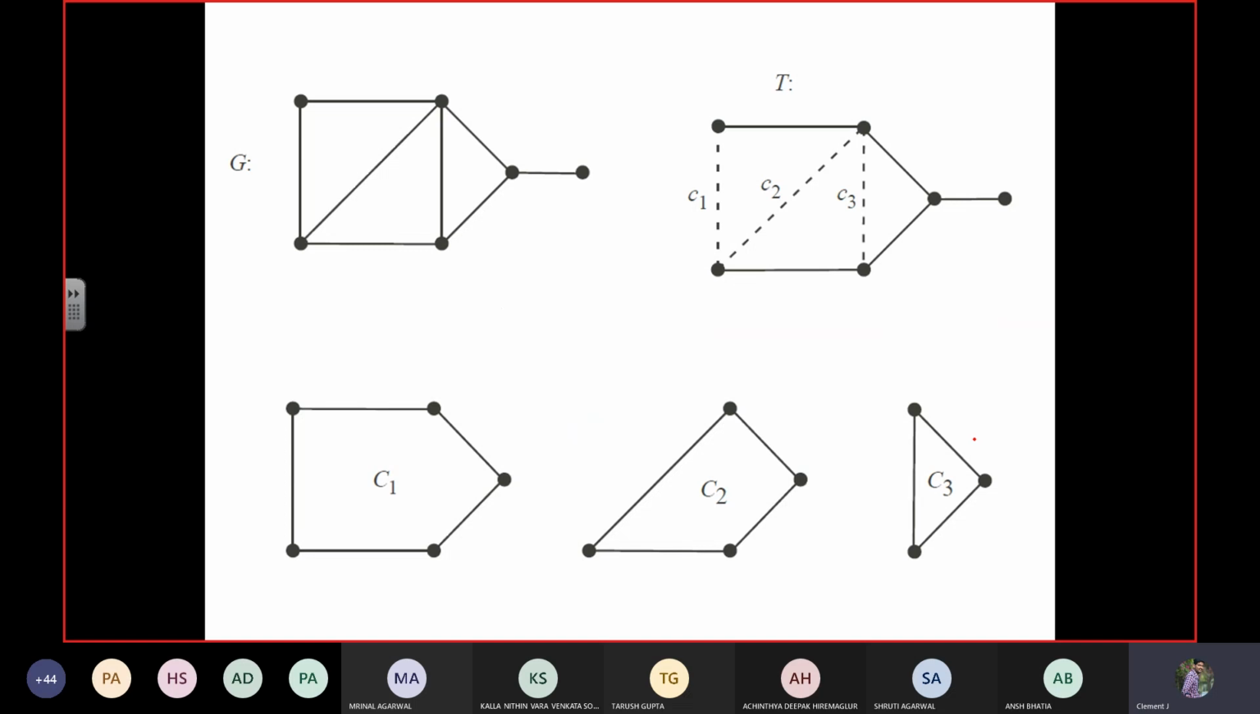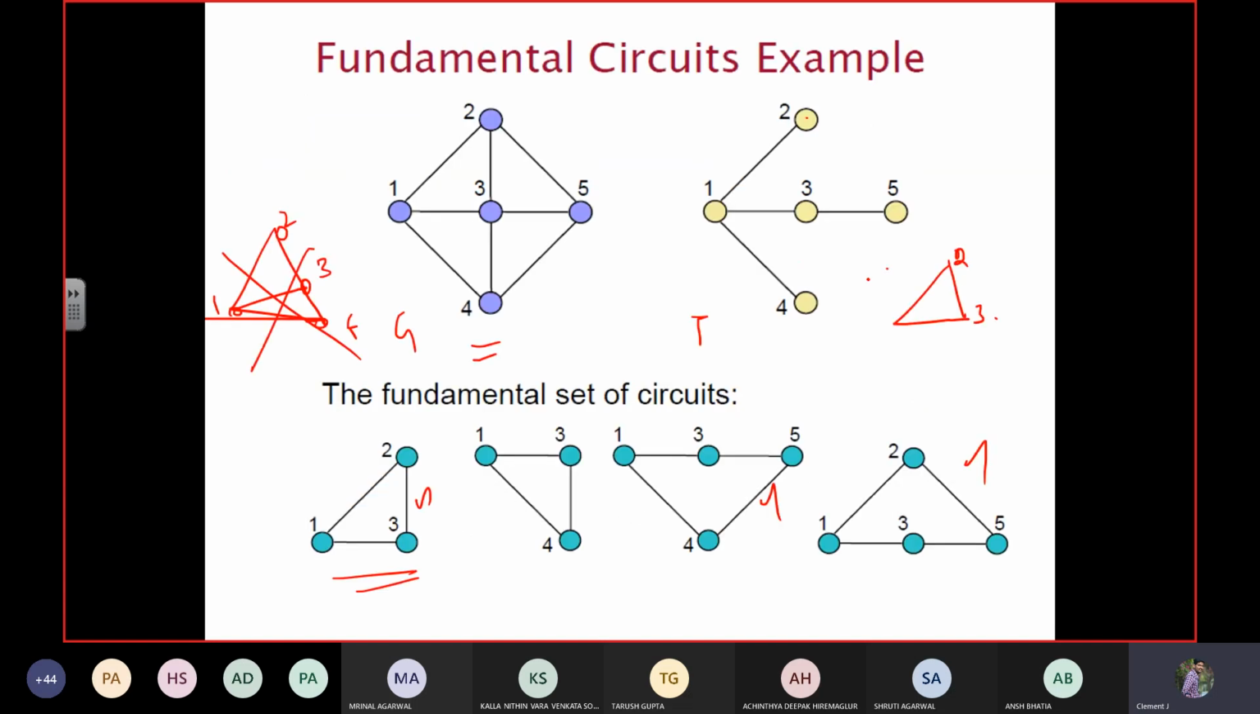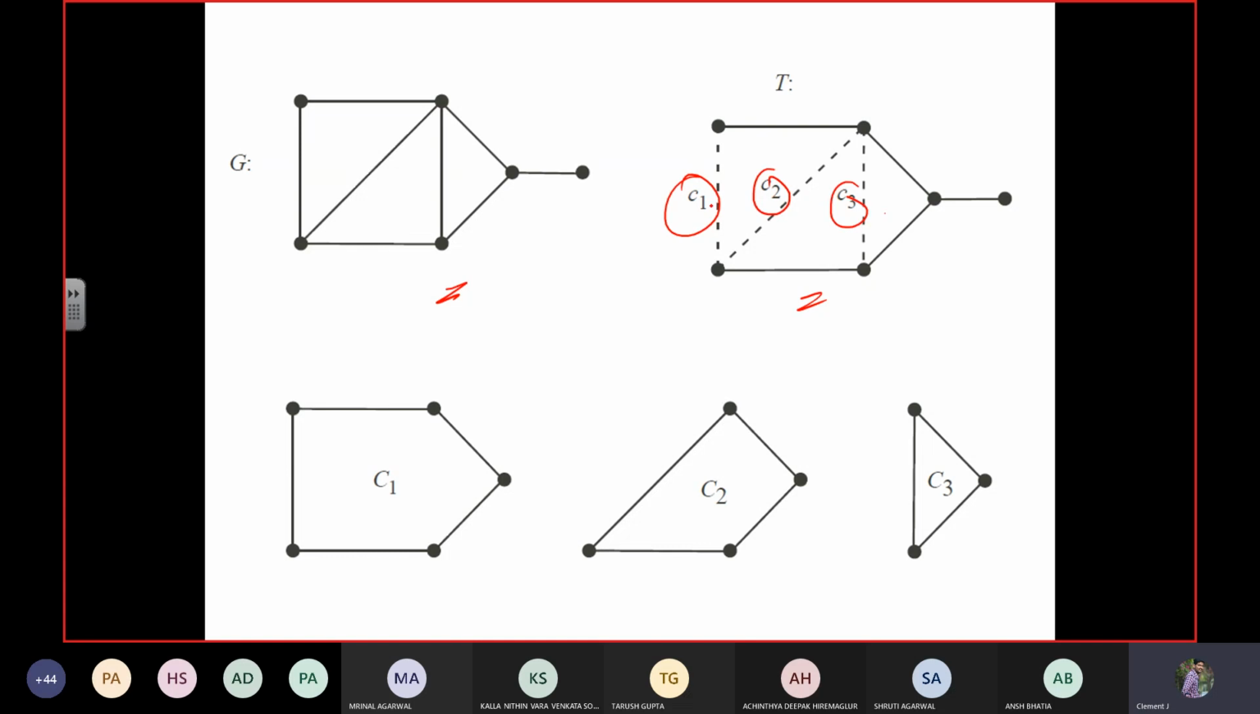By the way, they are just giving another example of this structure. Each chord plays the role that, by adding it separately, you will get 3 different circuits. Is it clear? Have you understood both the concepts, fundamental cut set and fundamental circuit? Yes, sir. Okay.